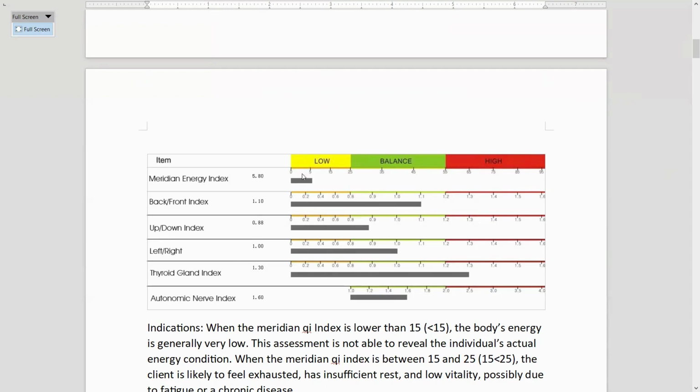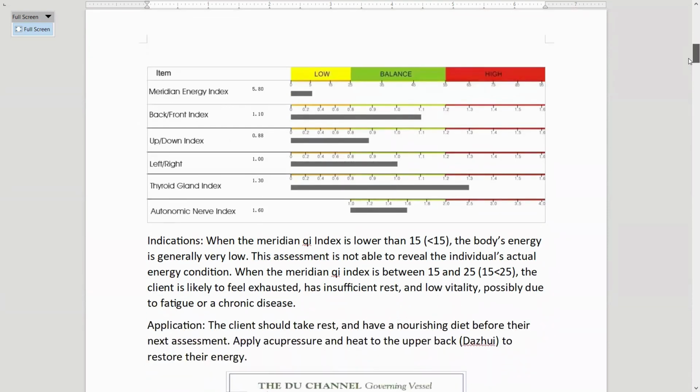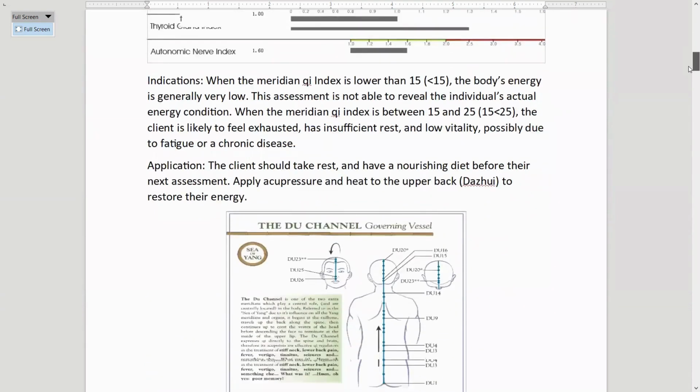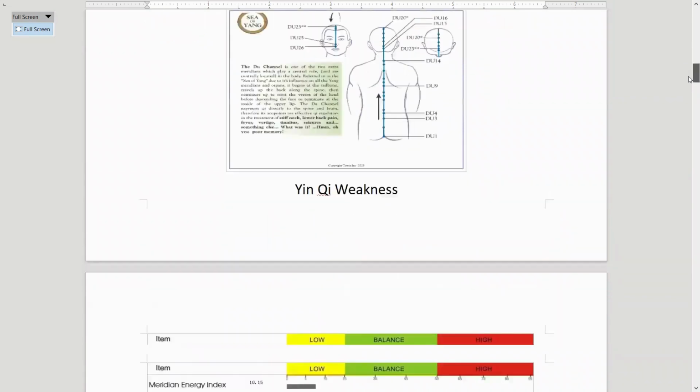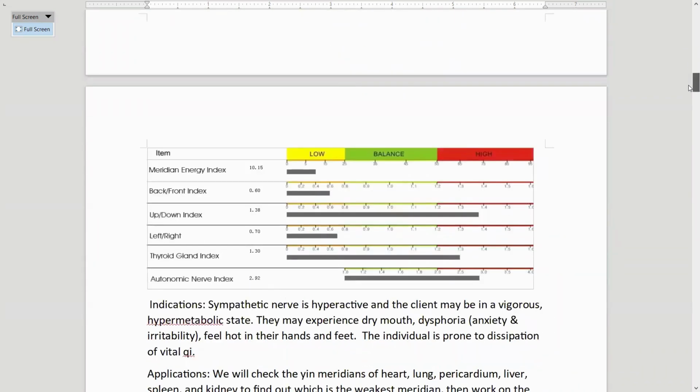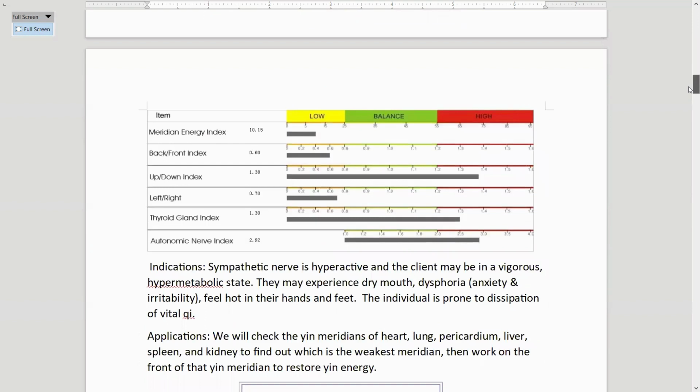And the other issue with this is that when we have low energy, it automatically puts the thyroid index into high. Conversely, when we have high energy, it puts the thyroid index into low. We'll explain more as we go along. When we see low energy, what we want to do is really work on the upper traps and the neck, and we want to put heat on that area, and that will help to increase the energy.